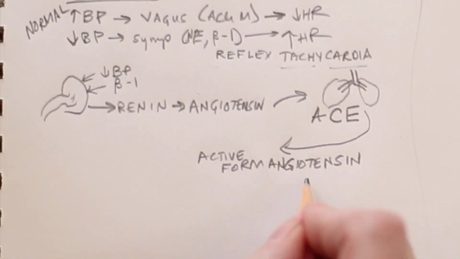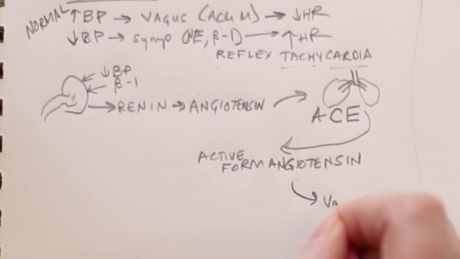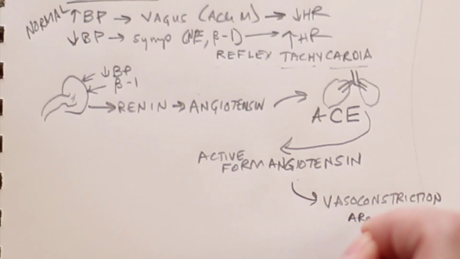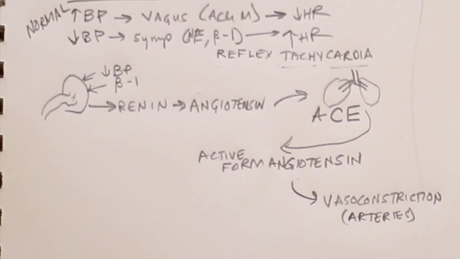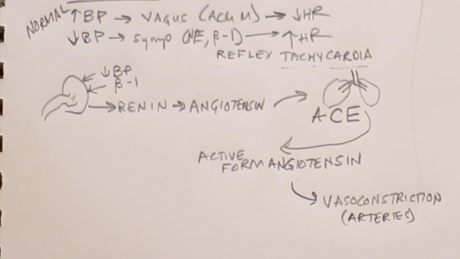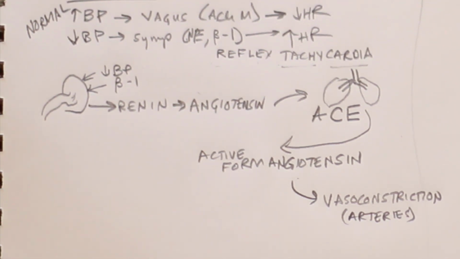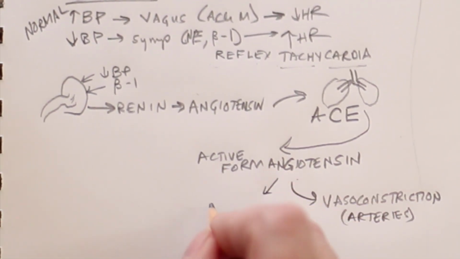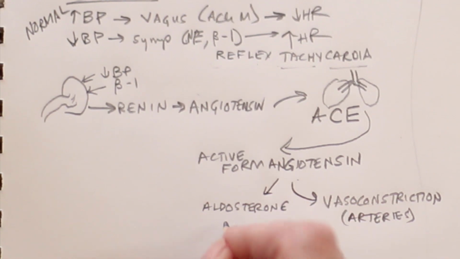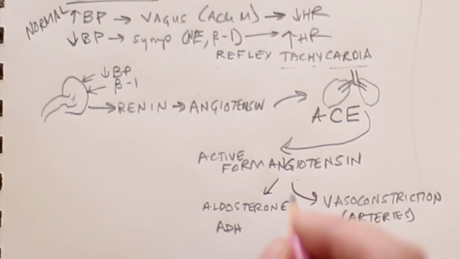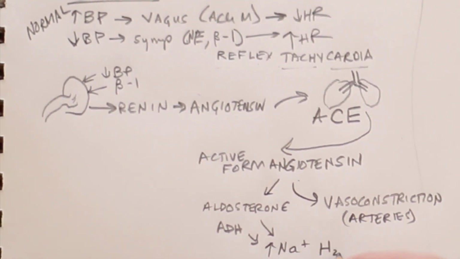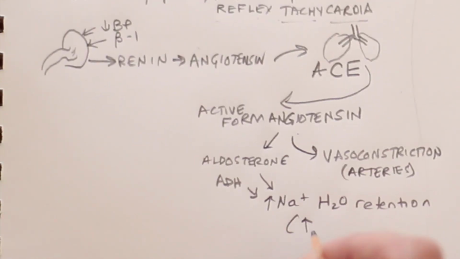It can either cause direct vasoconstriction, which is going to have most effect in the arteries. I just think of it that way. I believe angiotensin and adrenergic can go to the veins as well, but let's just stick with arteries. And then you also have angiotensin, which stimulates aldosterone, and to an extent ADH, which both have the effect of increasing sodium and water retention, which means you have increased fluid.